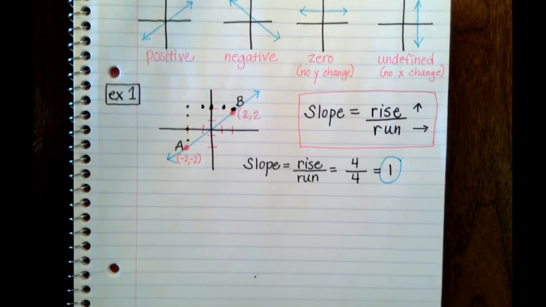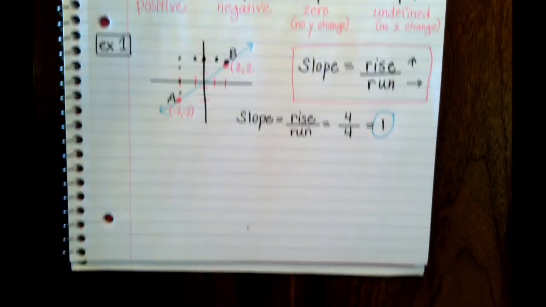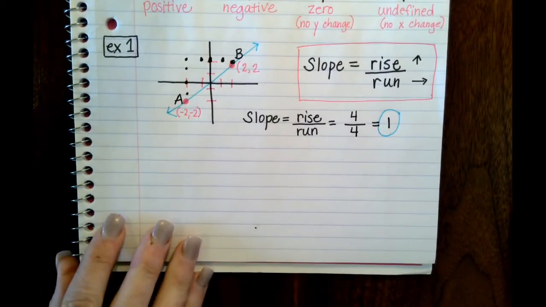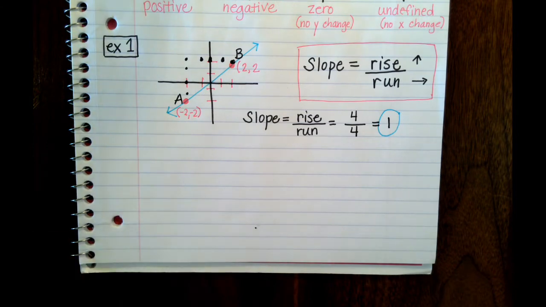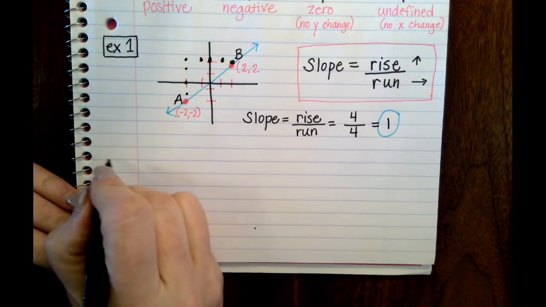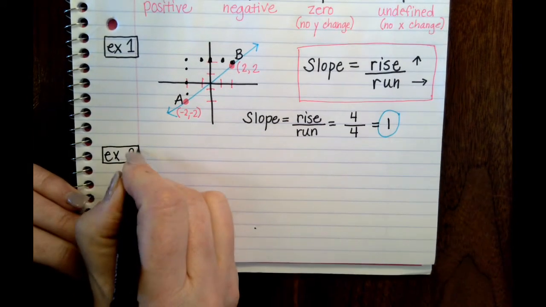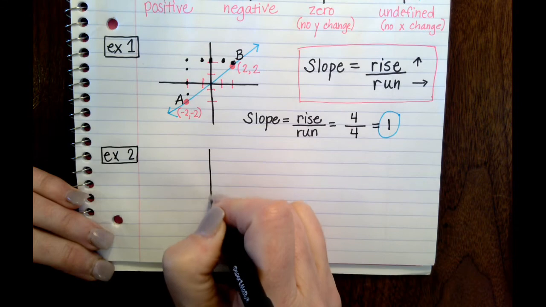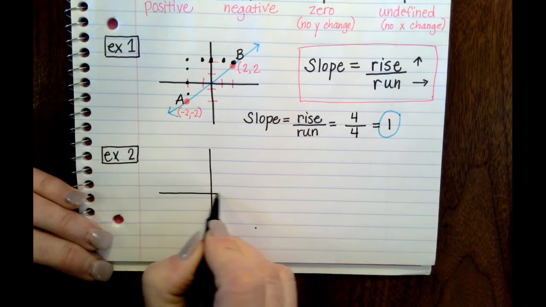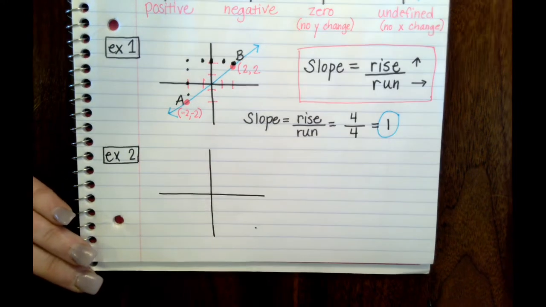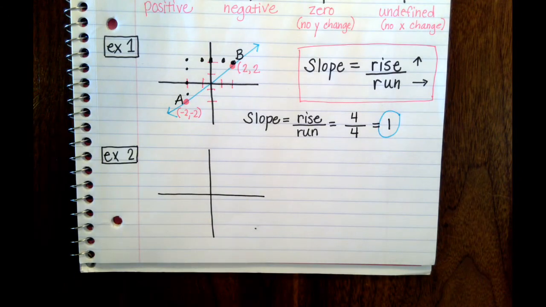Okay, let's take a look at a second example. And this time we'll look at kind of the same idea, but let's look at negative. So example number 2. I'll do a little better job drawing here. Sketch this guy. Okay, so draw my line.